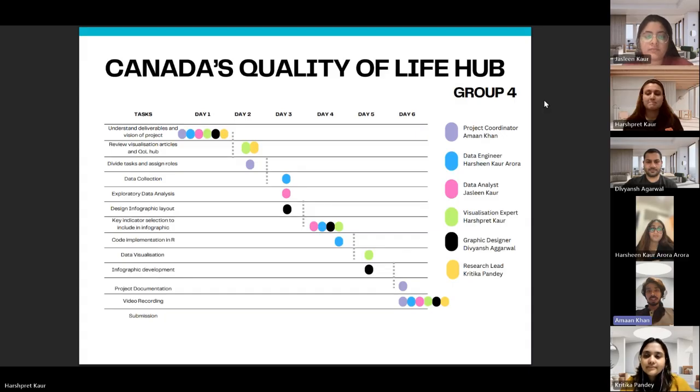I'm the project coordinator of our Big Data 2 project focused on Canada's quality of life framework. As a coordinator, I was responsible for organizing our workflow, managing timelines, and ensuring that each team member could contribute effectively to their assigned roles.